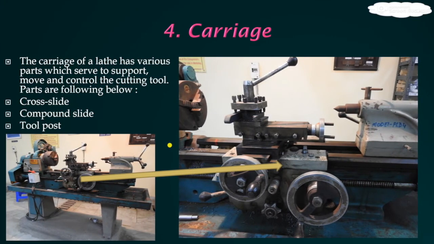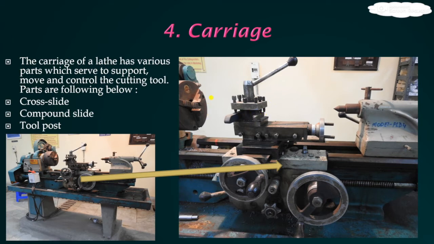The carriage means it is carrying. What is carried by the carriage? The entire tool post, the cross slide, the feeding system. So that is the carriage, and the tool post is also there. Cutting tool is placed here. This is the holding device of the cutting tool. Generally with the help of nuts, the cutting tools are held.